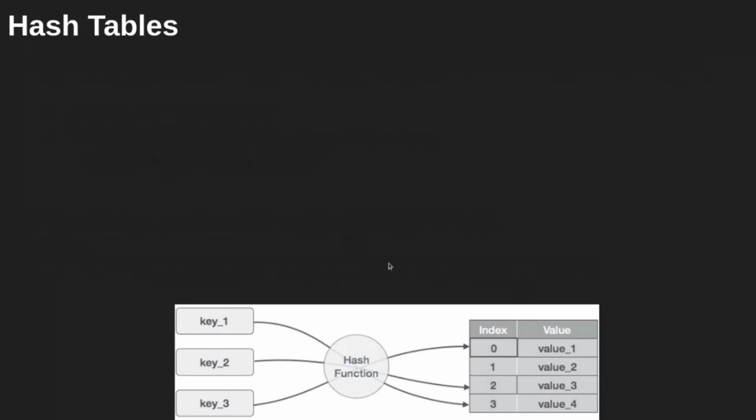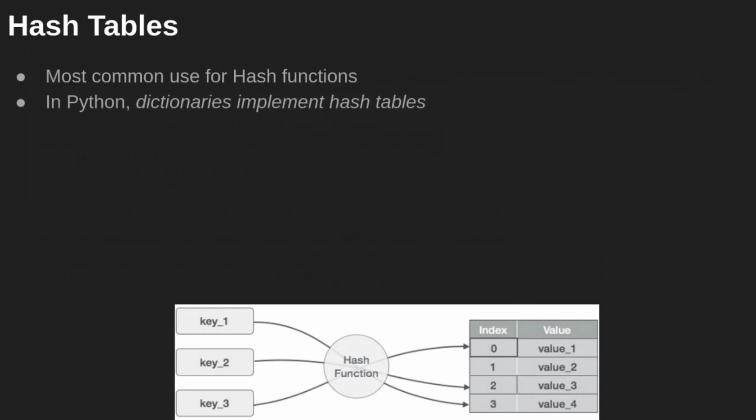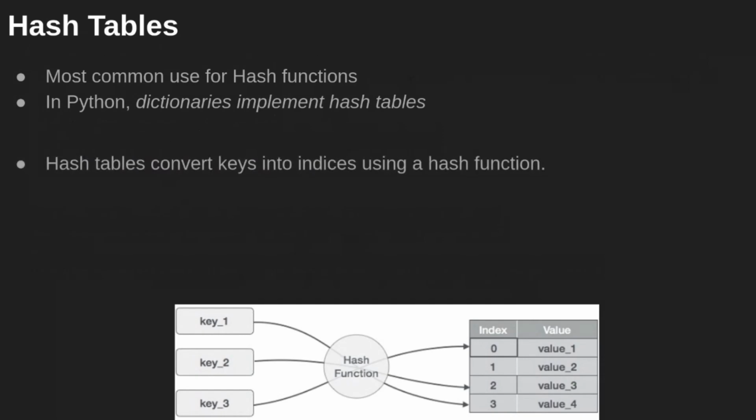Okay. So the first application of hashing are hash tables. And they're the most common use for hash functions. In Python, dictionaries are implemented as hash tables. So if you hear Python dictionary, it just means a hash table except in Python. And hash tables, what they do is they convert the keys into indices for an array using a hash function. So if you had the key, like carrots, the hash function would convert it into an integer index. And then with that index, it would store the key's value into an array.